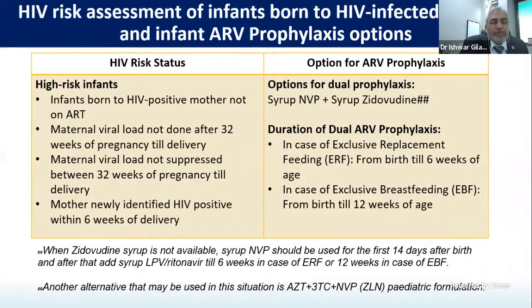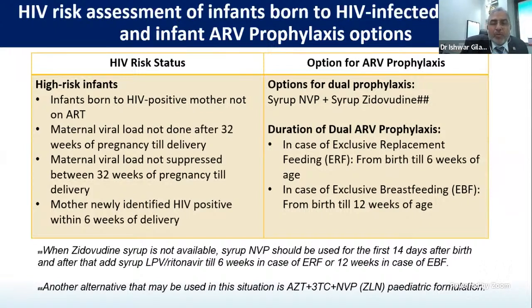The second group is of a high-risk infant. Who are the high-risk infants? Infants born to an HIV-positive mother not on ART. Maternal viral load not done after 32 weeks of pregnancy till delivery. Maternal viral load not suppressed between 32 weeks of pregnancy till delivery. And mother newly identified as HIV-positive within 6 weeks of delivery and viral load was not done.